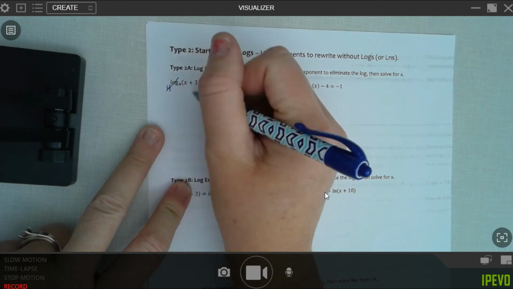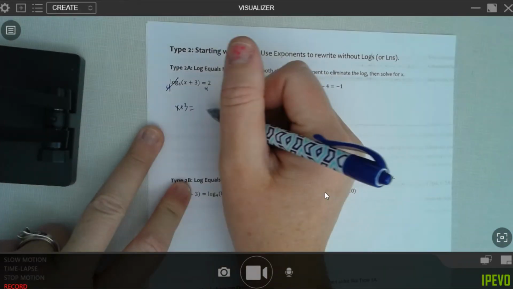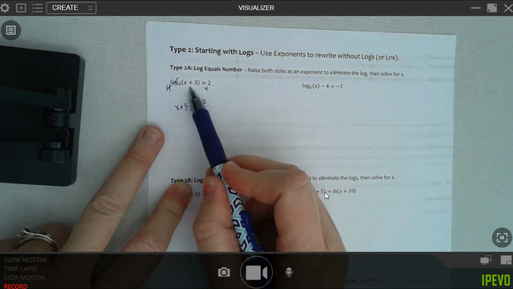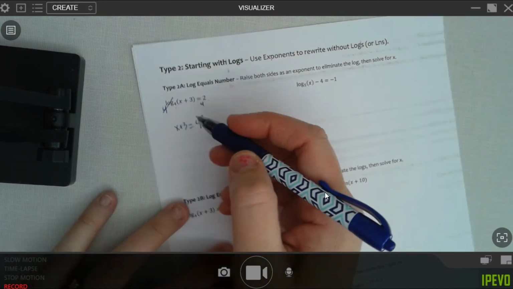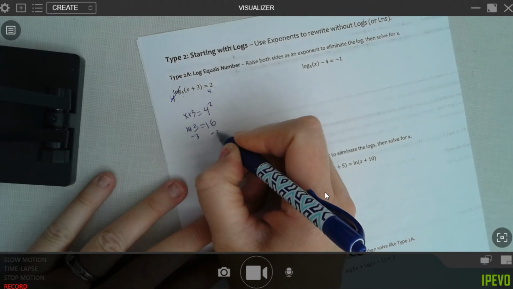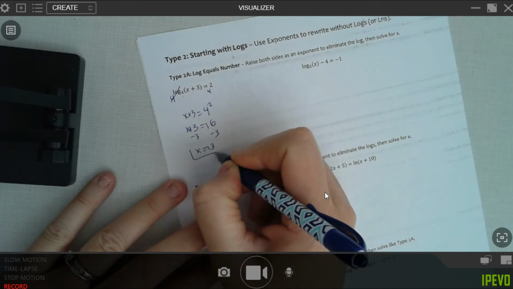So you have x plus 3 equals 4 squared. Right, so you're rewriting 4 to a power of 2 equals that stuff. Then we just solve. This is 16 here. So x plus 3 equals 16, and then subtract your 3, so x equals 13.